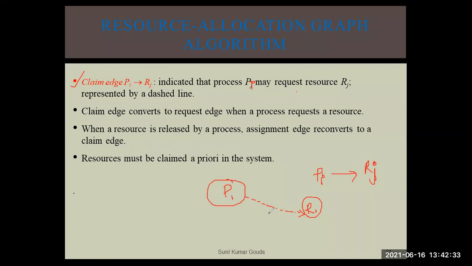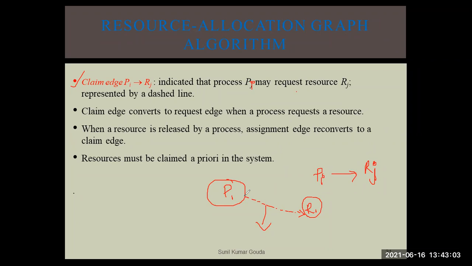So this edge can be set as a claiming edge or a requesting edge. Next thing you have to remember, the claiming edge converts to the request edge. When will the claiming edge convert to the request edge? When the process requests a resource. So first of all I'm claiming, and now this claiming edge will convert to the request edge whenever the process requests a resource.